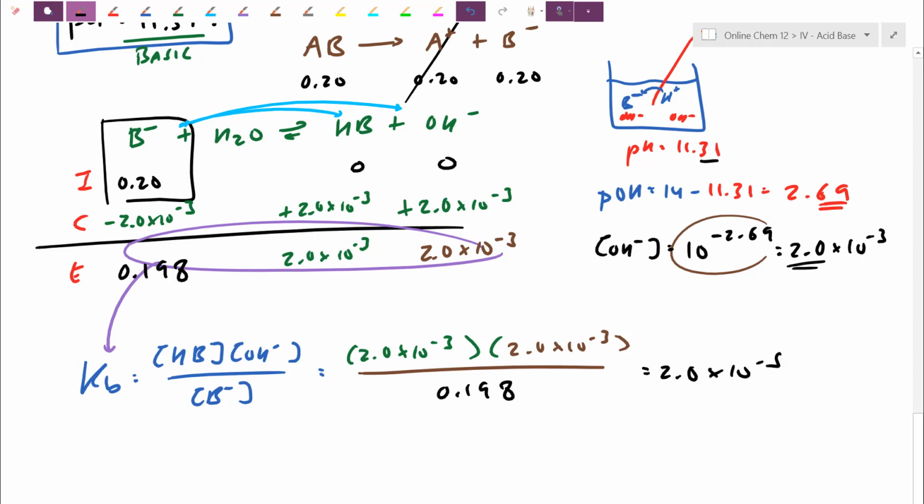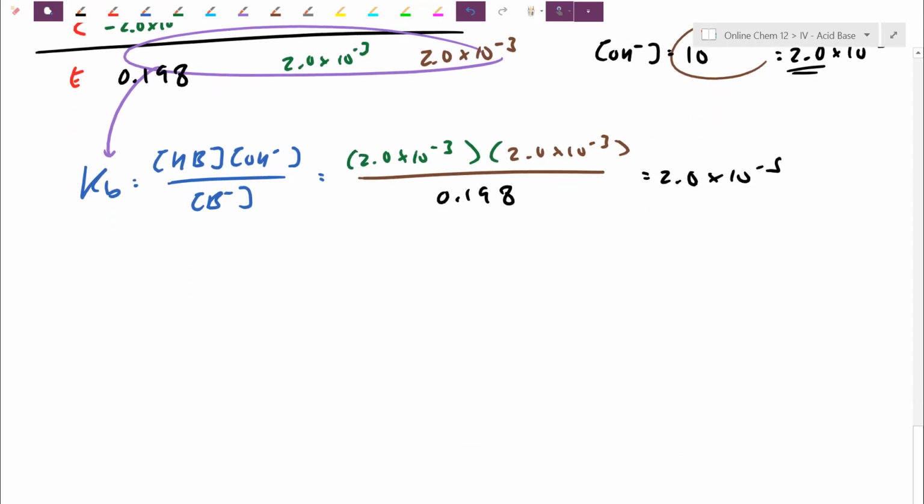Okay, so I've done it. I was told I had this salt. I had predicted that it was the anion that actually hydrolyzed. The Kb for this salt here has to be 2.0 times 10 to the negative 5 for it to ionize enough to generate hydroxide so that the final solution has a pH of 11.31.